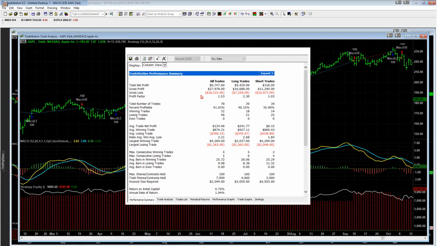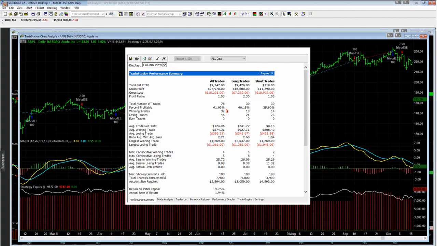So my profit factor here is, if you add up all of my winning trades, that's the gross profit. And then the gross loss is all the losing trades added up together. So that ratio is the profit factor of 1.53, which is about right for a trending strategy. You want a trending strategy to be at least 1.5, and it's better at 2. Obviously, higher is better.